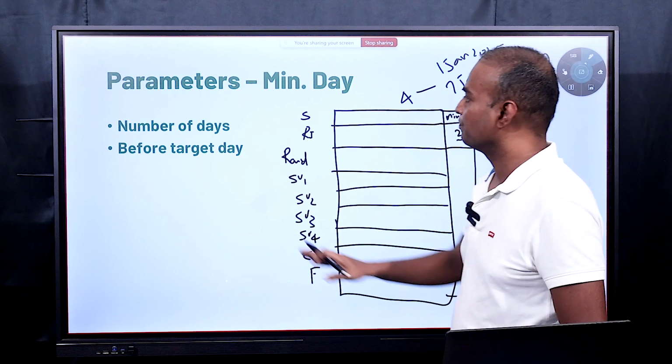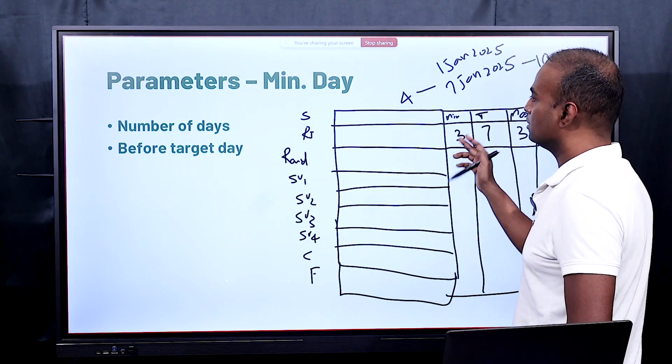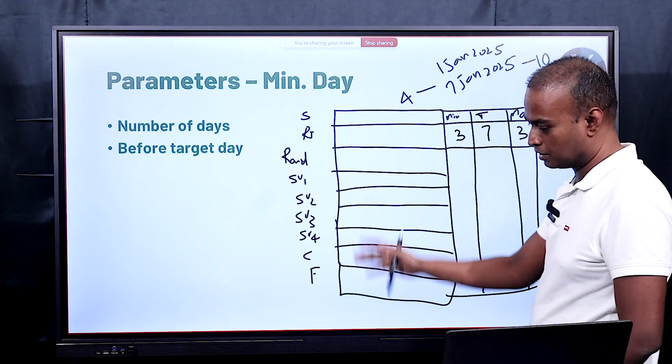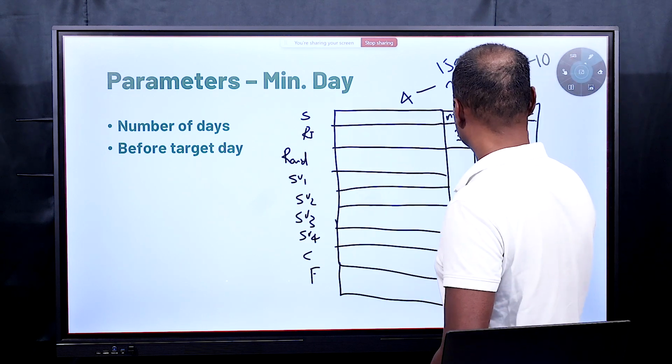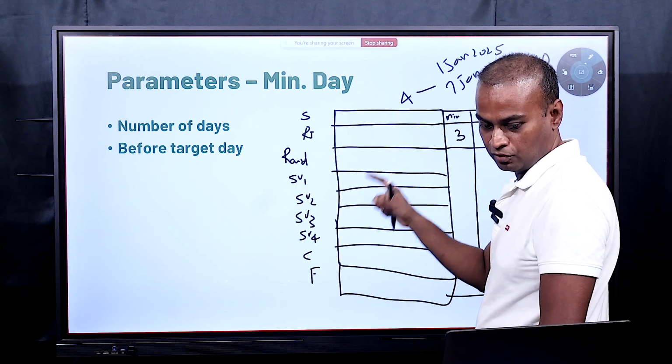We go to the definition: number of days before the target day. This is the target day. Min day is the number of days before the target day the subject is allowed to be considered as within the window. So we will go to that. What is a window? What is a hard window, a soft window?